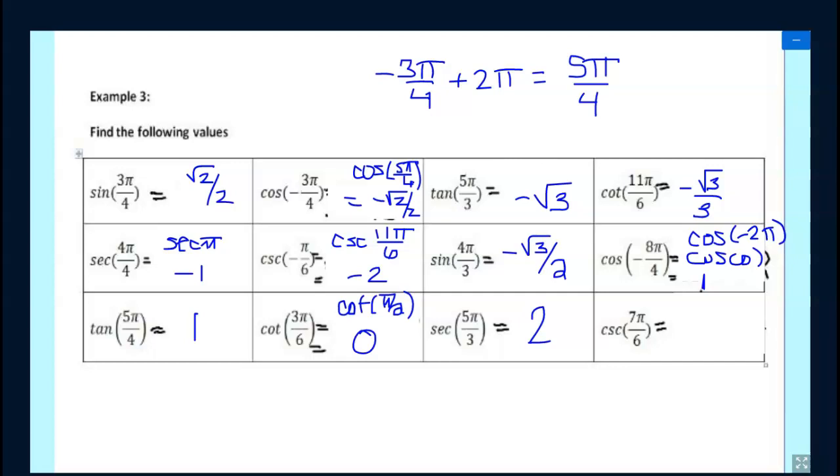And 7π over 6 lives in quadrant 3. Cosecant in quadrant 3 is negative, so I know right away my answer is negative. And cosecant at a sixth is always a 2. So it is negative 2 in quadrant 3.